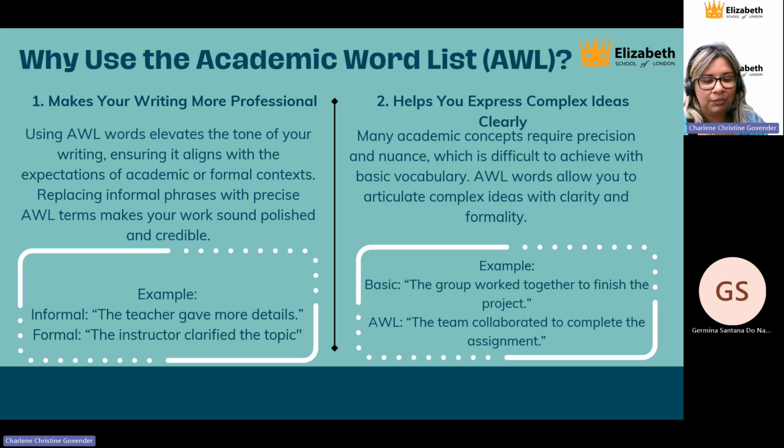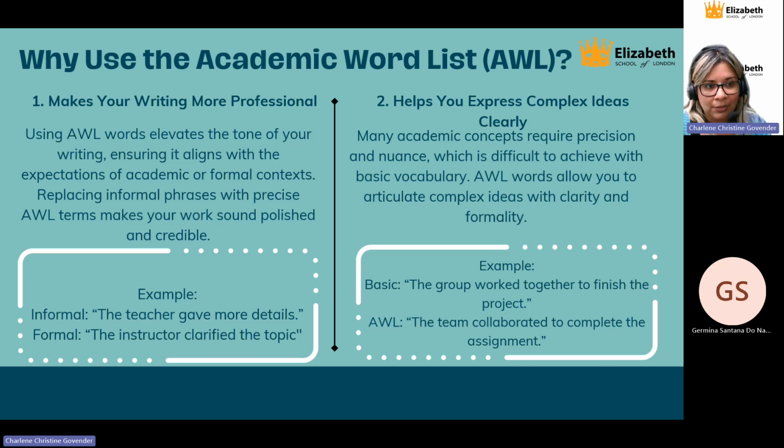professional. Now, if you ever sat down, looked at your essay, and had a look at what you were writing, and you say, this doesn't sound academic enough, or this doesn't read as I want it to read, okay? It sounds like I'm writing to a friend. It doesn't sound like an essay that my lecturer will be reading and grading. So using the academic word list will help you with that because it's going to help elevate the tone of your writing. It's going to align with the expectations of academic and formal context.